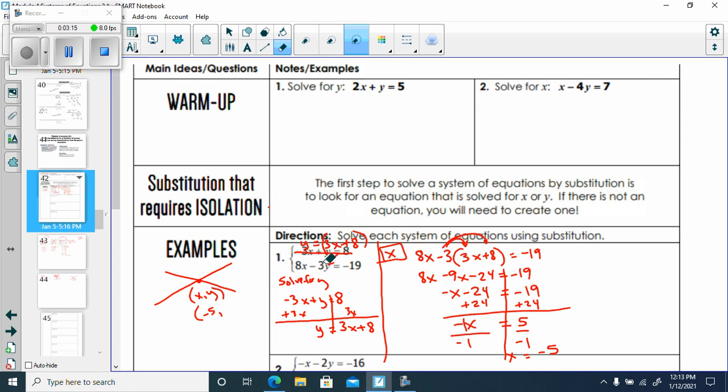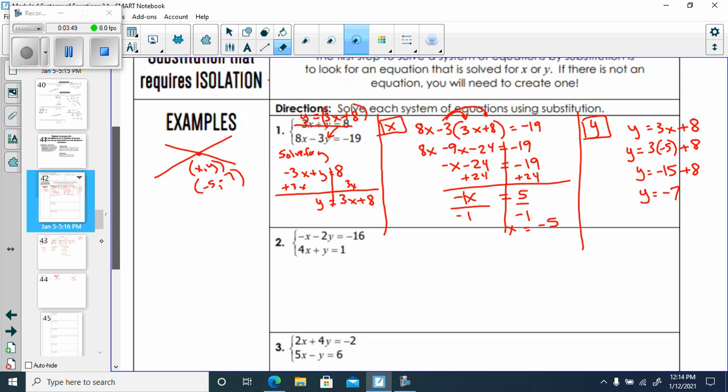How do I find the y? I plug it into my equation here. If I'm looking for the y, I've got y is equal to 3x plus 8. So let's plug this in. If my x is negative 5, y is equal to 3 times negative 5 plus 8. Y is equal to negative 15 plus 8. So y would be equal to negative 7. My coordinates are negative 5, negative 7.